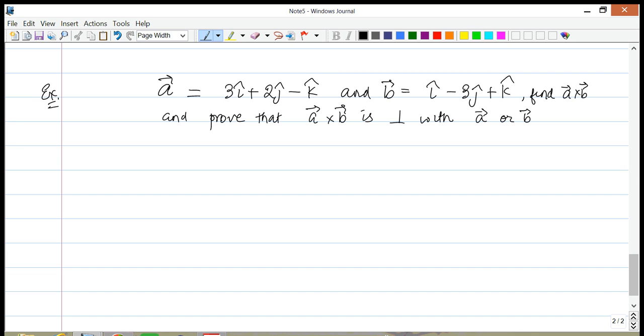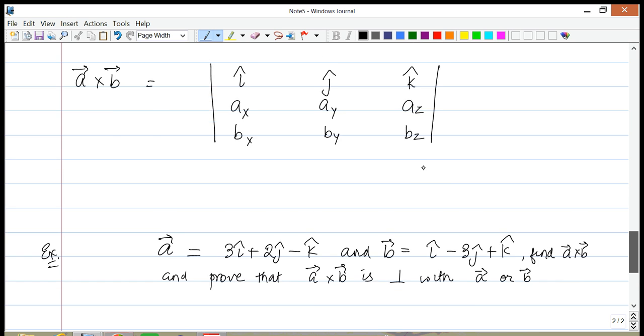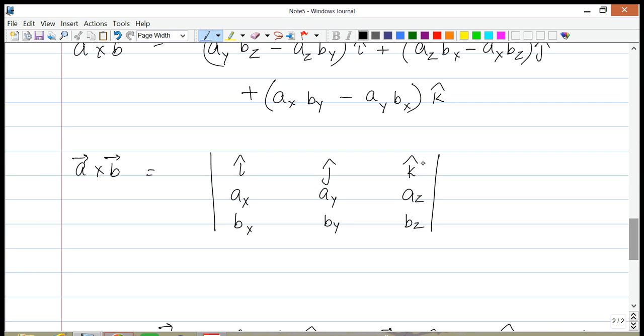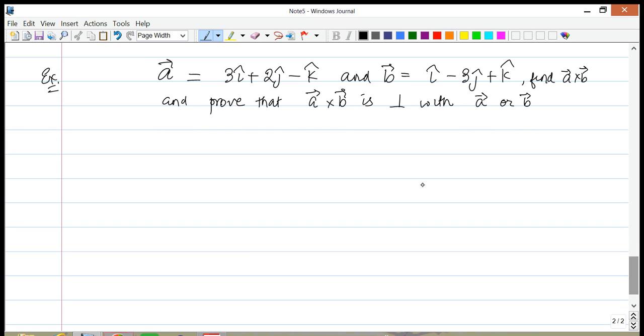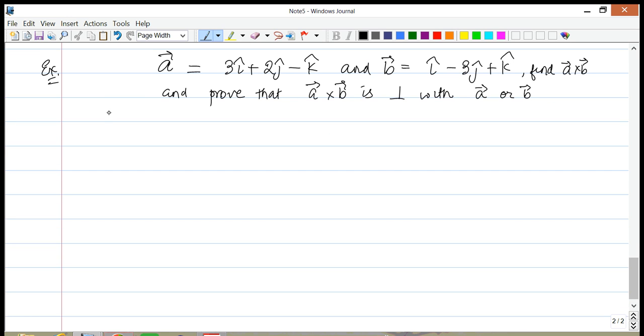We'll just show it for A, you can do it for B, and then you can go to the previous expression, which is all this, and show that this is indeed perpendicular to the vector A or B. Okay, it's a simple exercise. So let us use our definition.